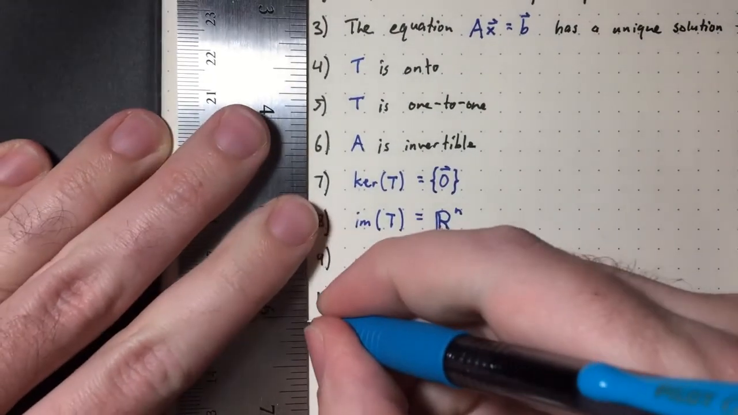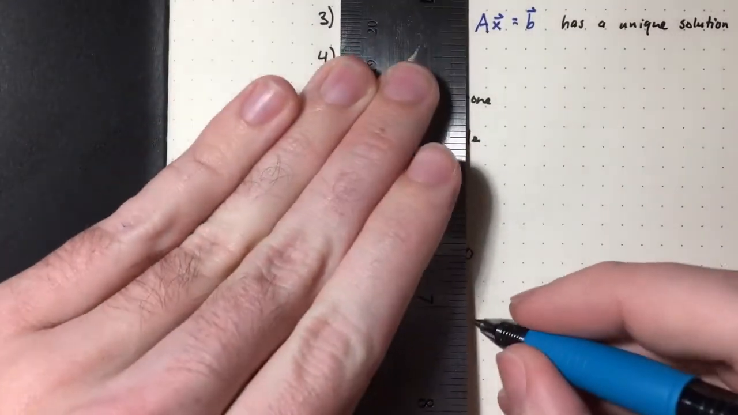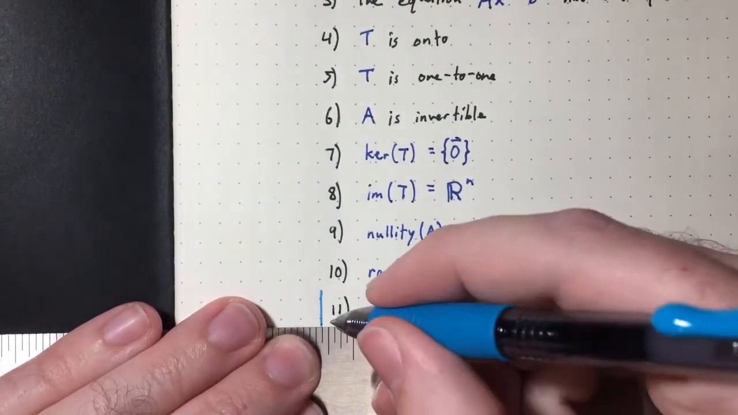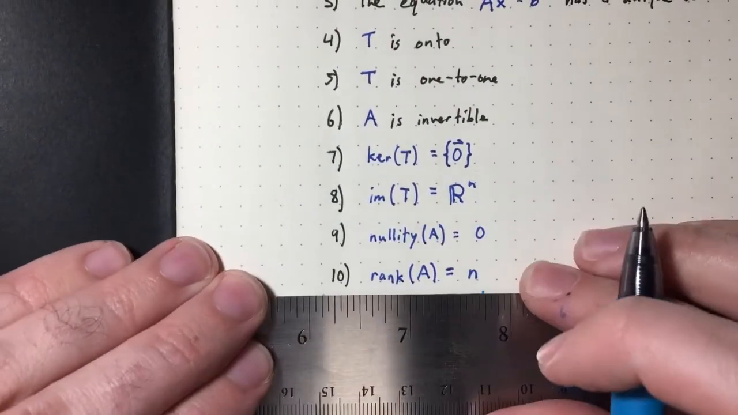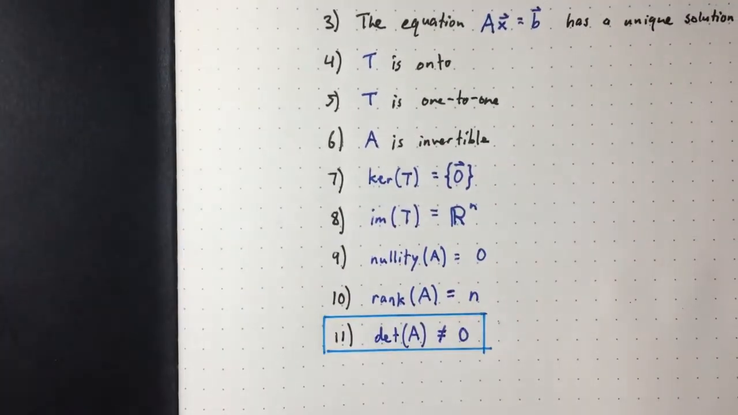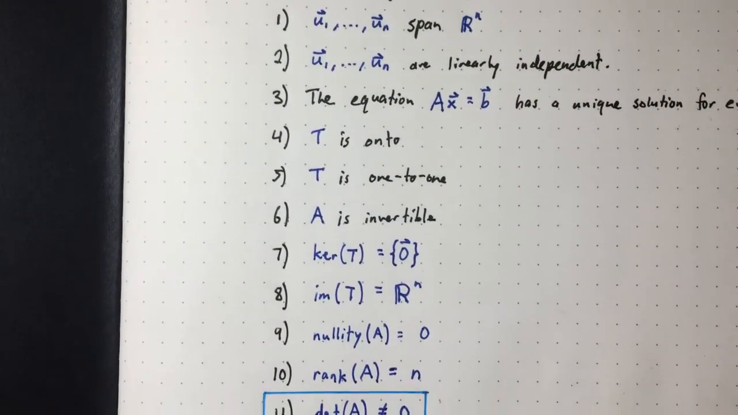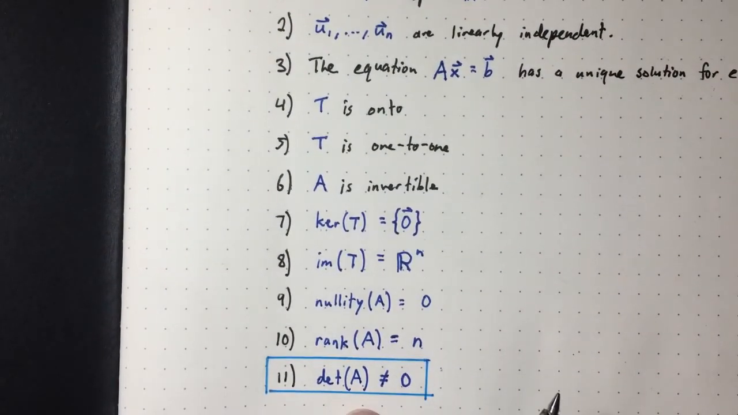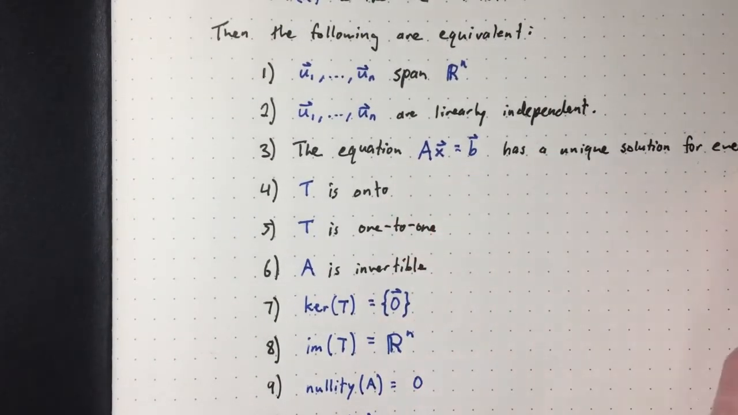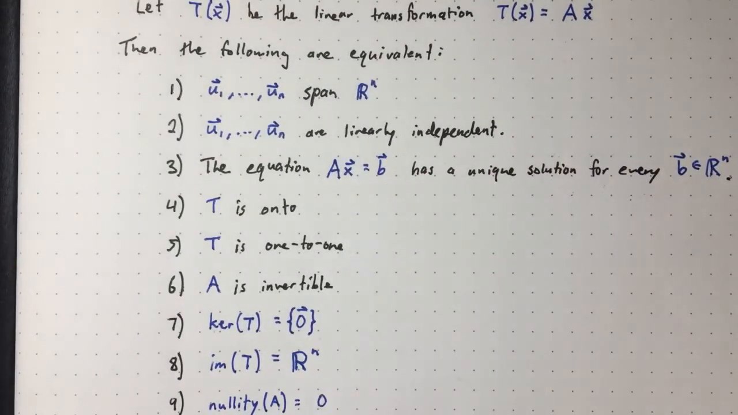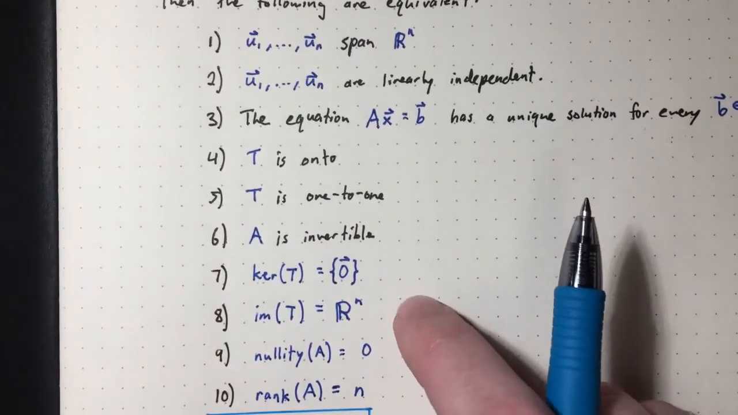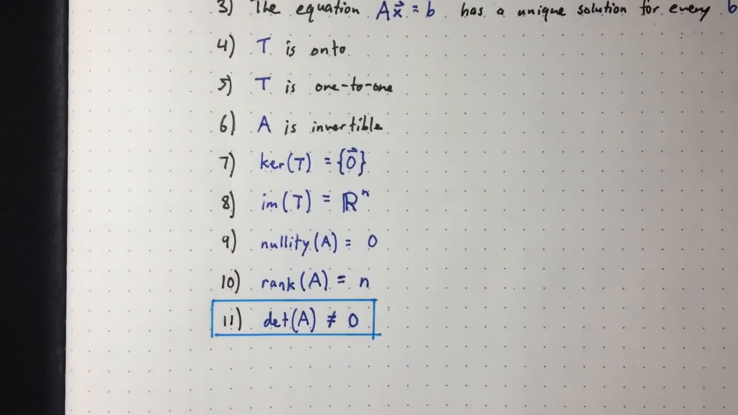So why is this so important? It's because this is just a number we can calculate with a formula. You just calculate a determinant, and that tells you if the determinant is non-zero. Look at all the things it tells us. In practice, this is often the most useful one. If you know the determinant is not zero, we know that Ax equals b has a unique solution for every vector b in Rn. And we know that the transformation is 1-to-1 and onto. We know what its kernel is, we know the nullity, we know the image, all these things.